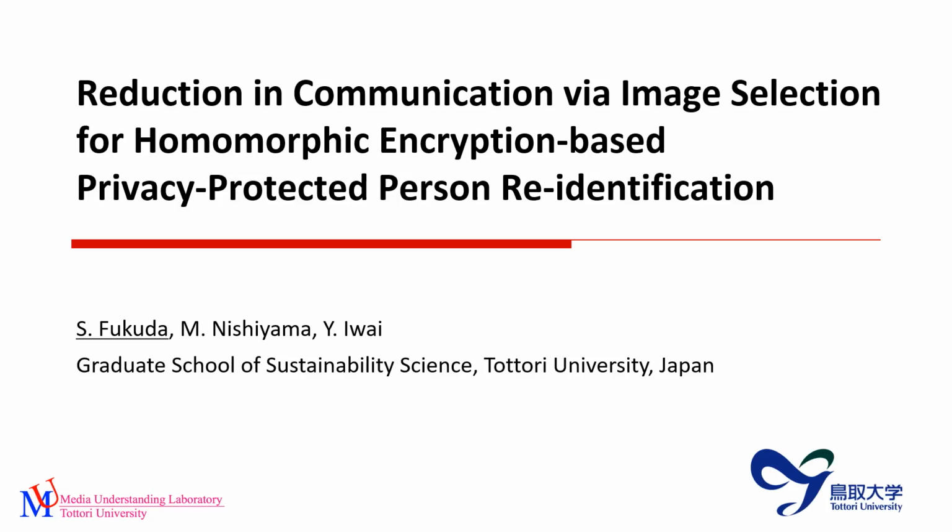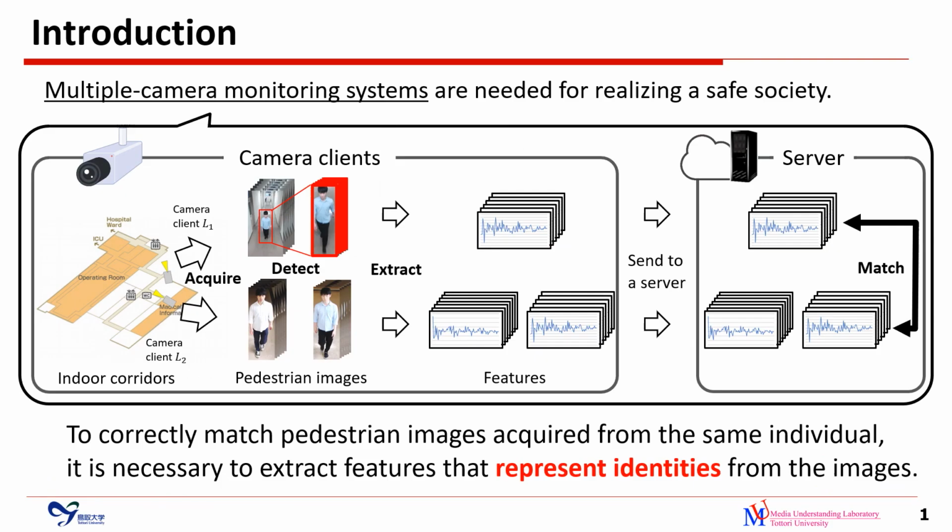Hello everyone. Today, I'd like to talk to you about reduction in communication via image selection for homomorphic encryption-based privacy-protected personal identification. Multiple camera monitoring systems are needed for realizing a safe society. Such systems are useful when searching for a criminal or lost person. We consider a multiple camera monitoring system set in indoor corridors, where pedestrians must pass when moving between rooms.